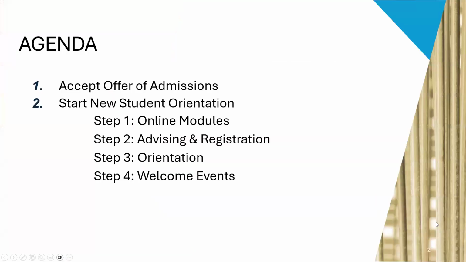So before we get started, here is a little bit of an agenda and overview of what we will be going over. Step one will be to accept the offer of admission, and then step two will be to start the new student orientation. There are 4 steps to your new student orientation. Step one is your online module. Step two, advising and registration. Step three, orientation. And step four, welcome events. So let's get started.